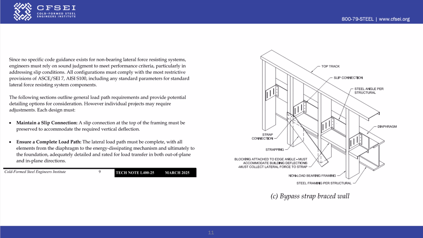If you need to design these systems, the tech note outlines the primary configurations and approaches that are possible. In all cases, there are two primary concerns: maintaining the slip connection to ensure that these components are not taking unexpected gravity loads, and ensuring a complete load path. The engineer must ensure that there is a continuous load-rated path that goes from the diaphragm through the slip connection all the way to the lateral element.